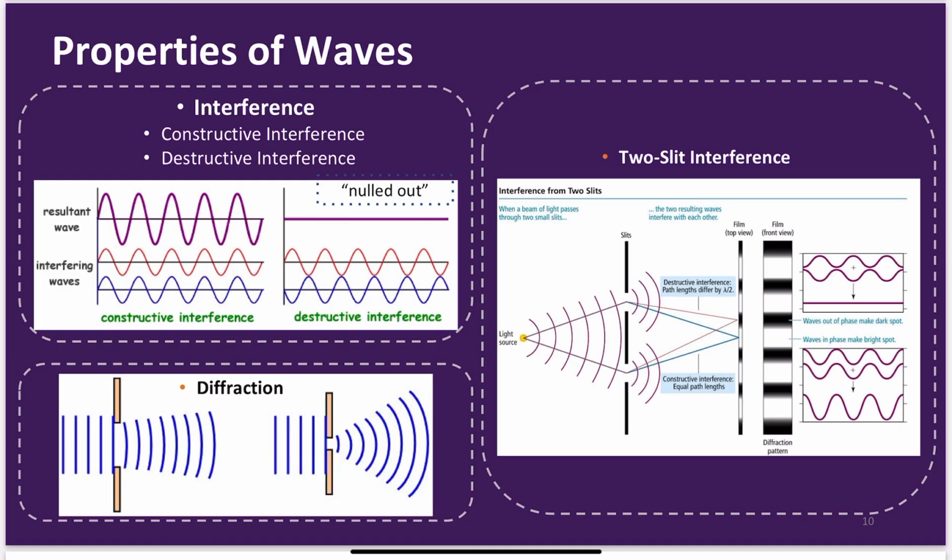If I look at these, I've got interference, constructive and destructive interference. This is how waves behave. Constructively, they add up to make a larger amplitude. Destructively, they null each other out, or they cancel one another out in a destructive interference pattern.